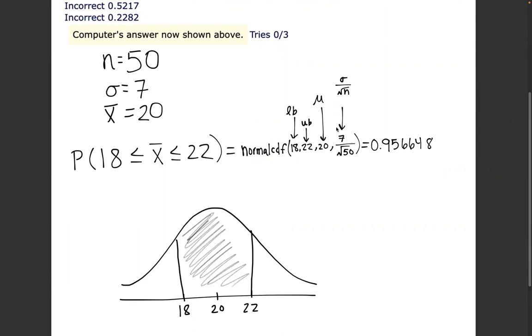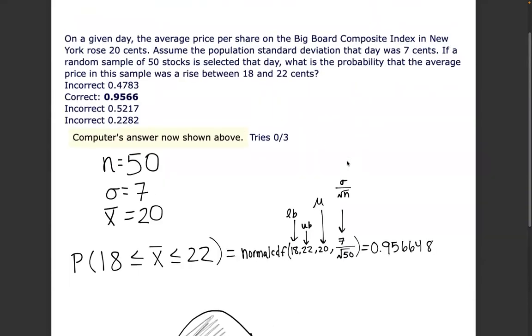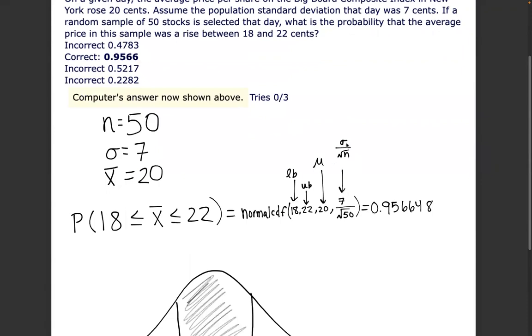And our estimate of the standard deviation would be the standard deviation divided by the square root of n. So we would have 7 divided by the square root of 50. So when you put that in your calculator, you'll get 0.956648, which rounds to 0.9566.